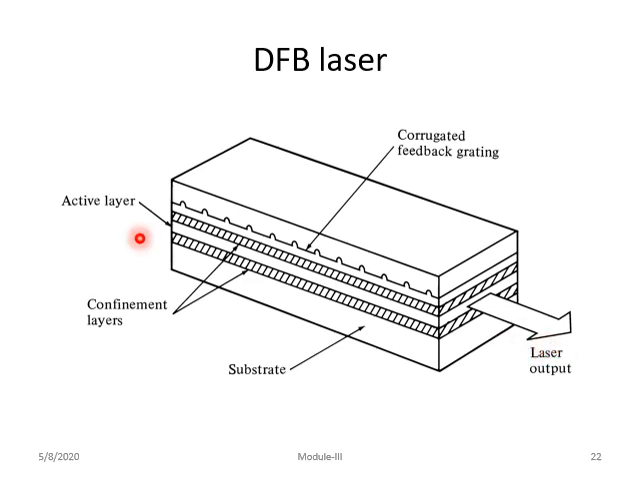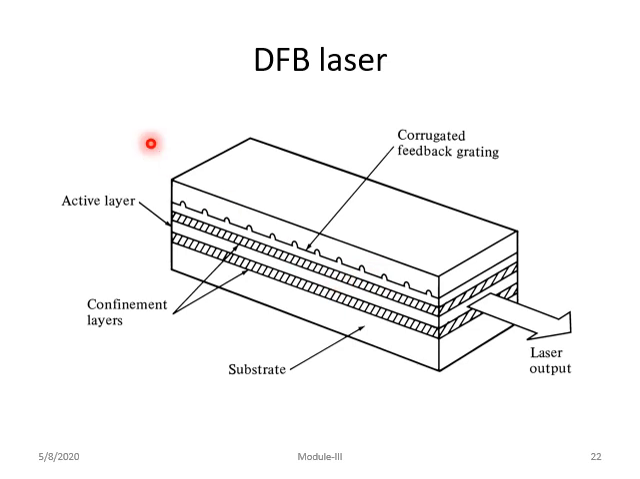Another type of laser is the DFB laser. DFB means distributed feedback laser diode. It again has the active area, confinement layer and substrate, of course. But the major difference between the DFB and the Fabry-Perot cavity is that here we have distributed feedback with corrugated feedback gratings. So this gives the difference compared to the Fabry-Perot cavity.